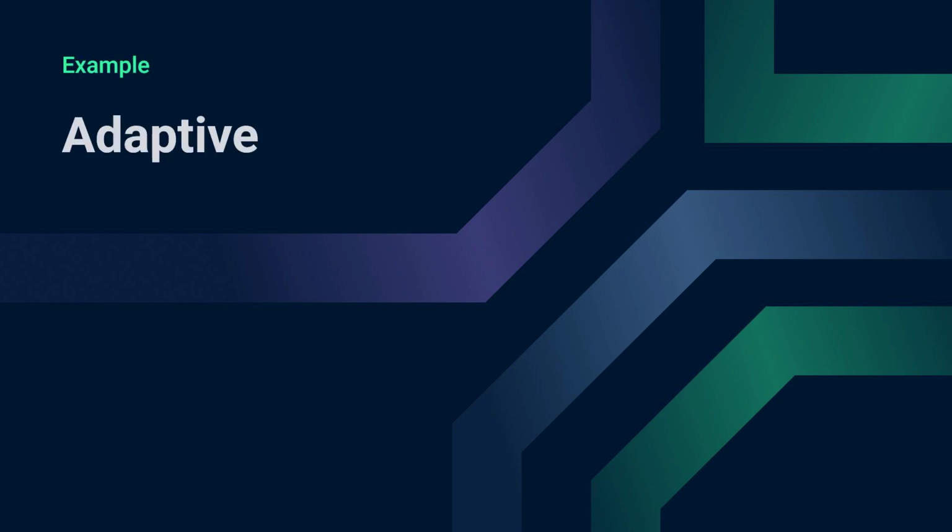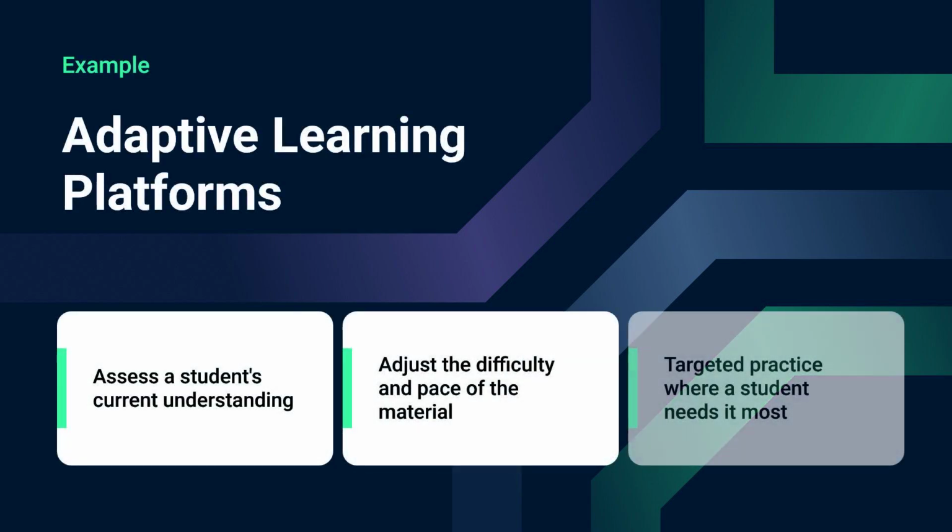Adaptive learning platforms are a prime example. These programs assess a student's current understanding and automatically adjust the difficulty and pace of the material presented. They provide targeted practice exactly where a student needs it most.